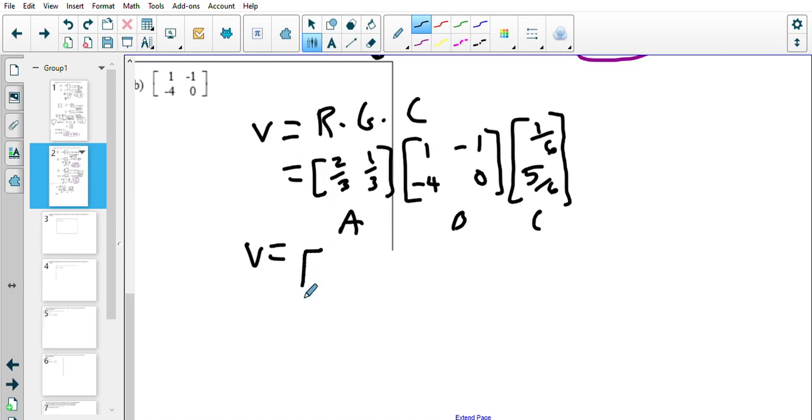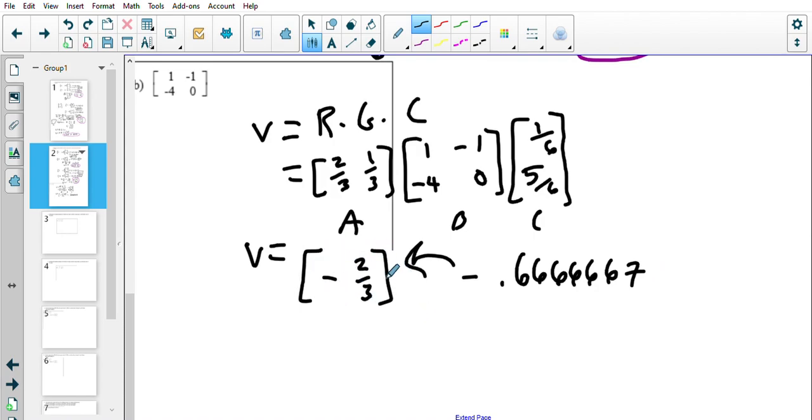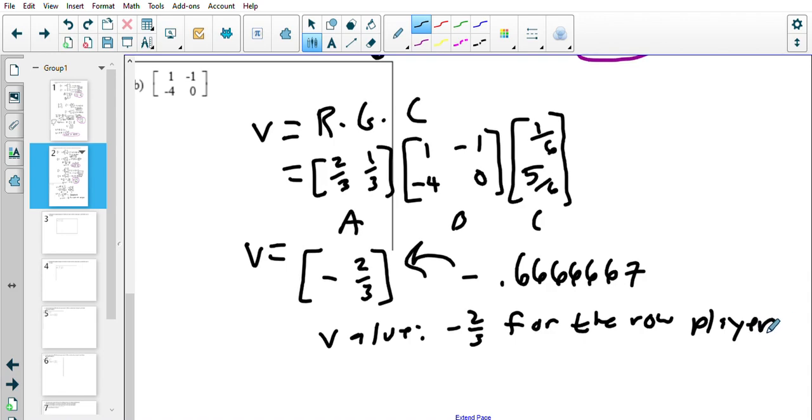And when I do that, here's what I get. I actually got negative 0.666666667, but that's equal to the fraction negative 2/3. So the value of the game is negative 2/3 for the row player. Remember that values are always relative to the row player. So in the long run, the row player will lose 2/3 of a point, and the column player will gain 2/3 of a point in the long run.